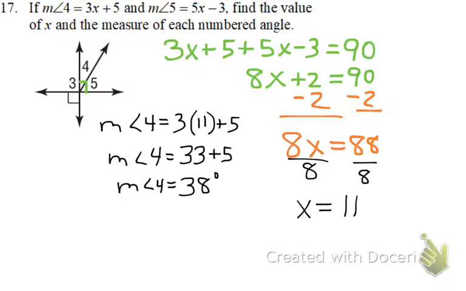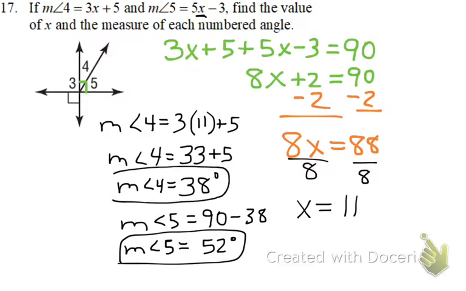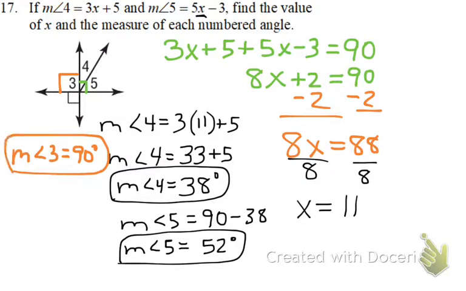You can either take that 11 and plug it in right here to find the measure of angle 5, or you can do 90 minus 38, because they're complementary. And so you'll get 52 degrees. So we found 4, 5, and 3 is a linear pair with the right angle, so it must also be a right angle. So the measure of angle 3 is 90 degrees. So we found the measure of each numbered angle.